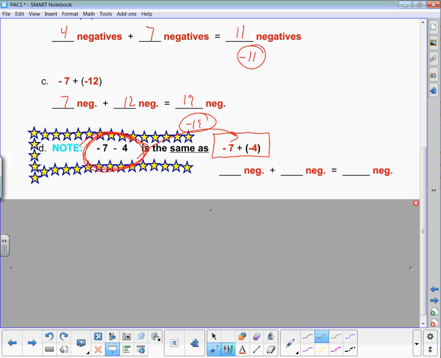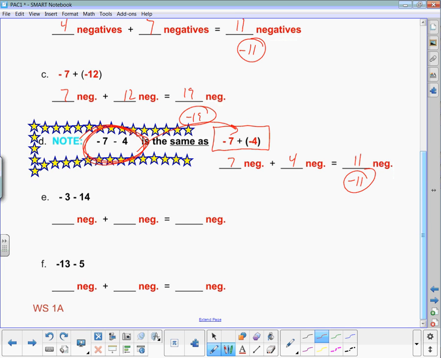So what really is this problem? 7 negatives and 4 more negatives. There we are, back to negative 11. All right, it's a negative 11 day. Negative 11 is the answer. Got it? All right, so let's look at these last few examples.